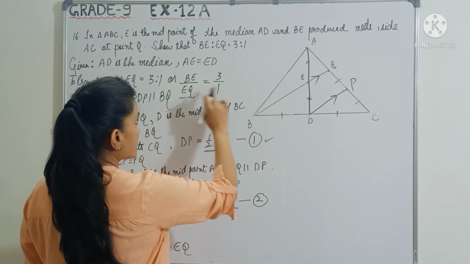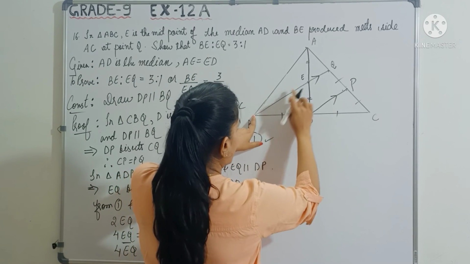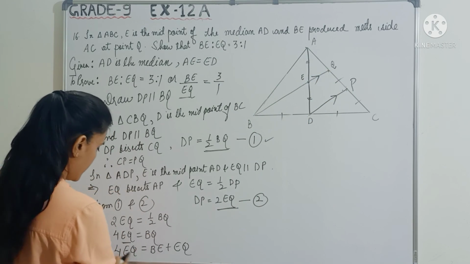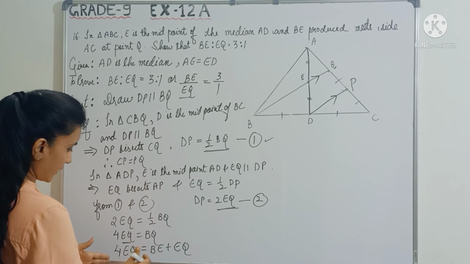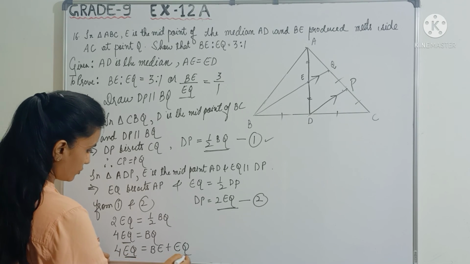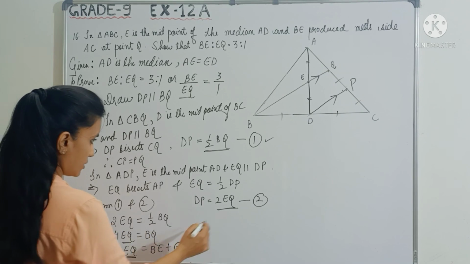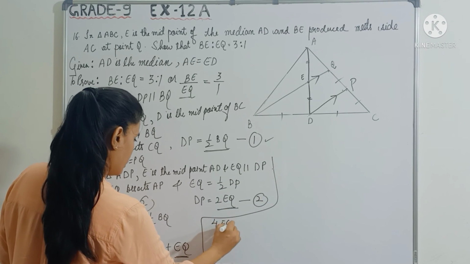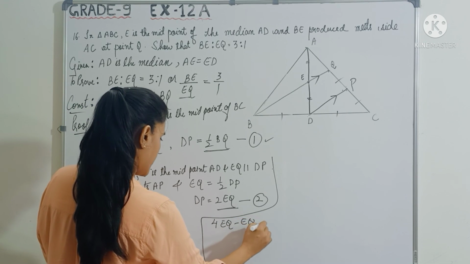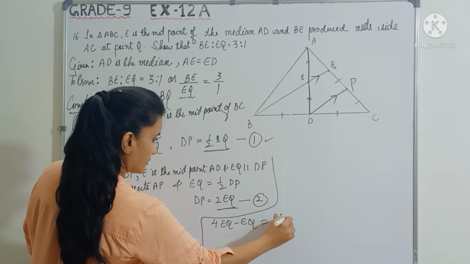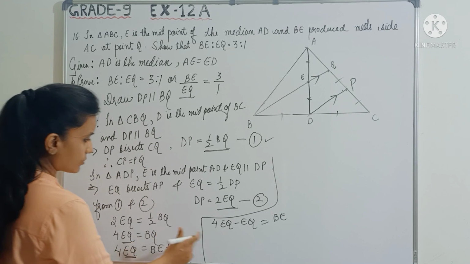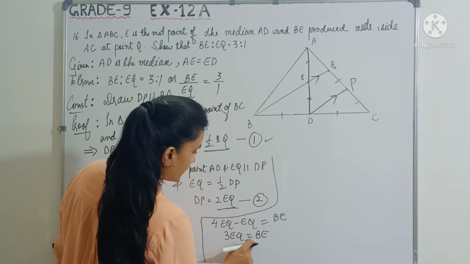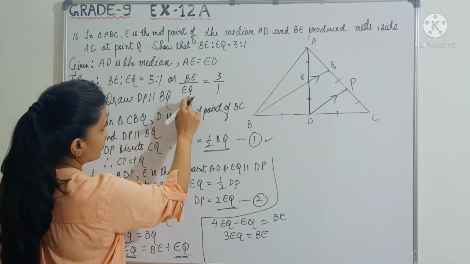Now here I need BE, right? So BE is nothing but BQ minus EQ. If you just solve the like terms, here you have EQ, you have EQ, so shift EQ to the other side. So you will get how much? 4EQ minus EQ is equal to BE. I shifted EQ on this side, so I will get 3EQ is equal to BE. So I got BE and EQ. This is what I was looking for, right?